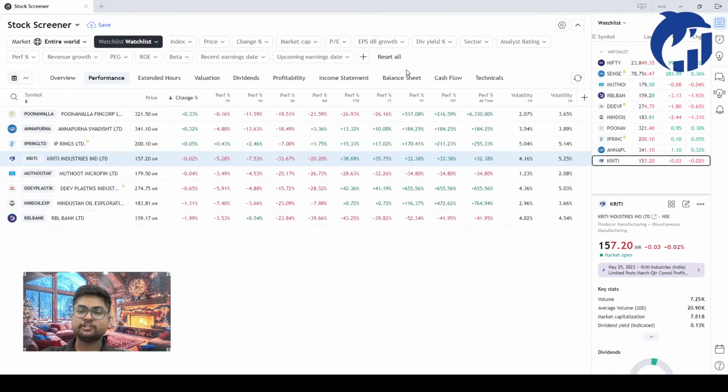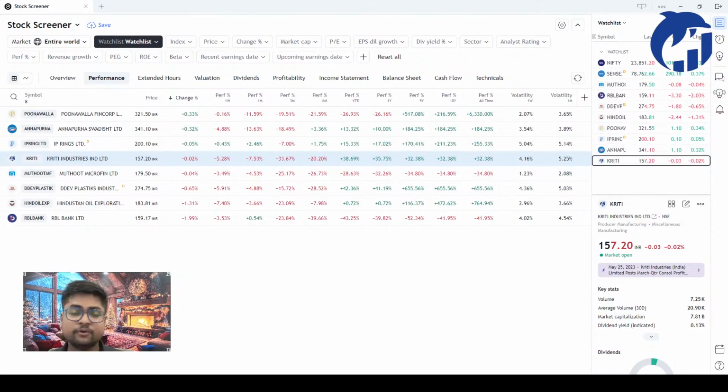If you talk about performance, it's almost negative for the last 6 months. Most of the stocks have been falling a lot for the last 6 months, because we know the reason: FII is selling in a huge manner. That's the reason the stocks are falling continuously.